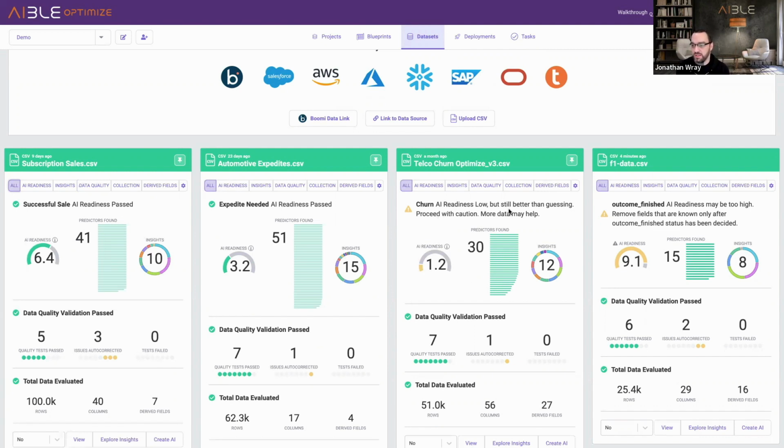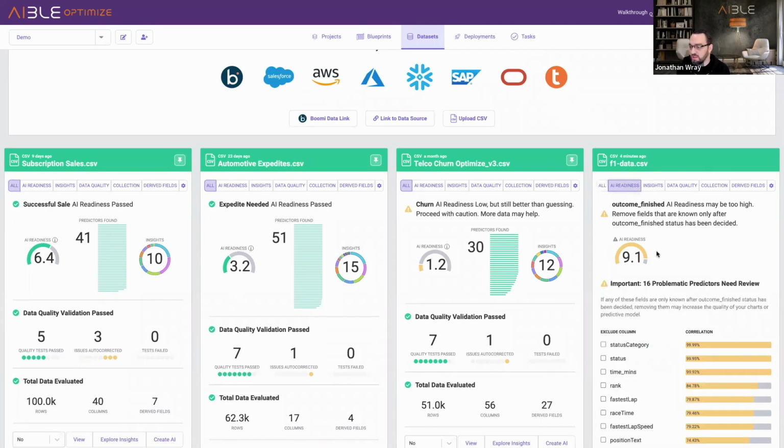And Aible indicates that the cursory model that we use to evaluate this is better than random guessing, but we're going to have to be careful going through this evaluation. This might be a data set that we want to lean in on and look for additional features that might benefit this particular analysis. And we'll talk about that as we jump into Explore.